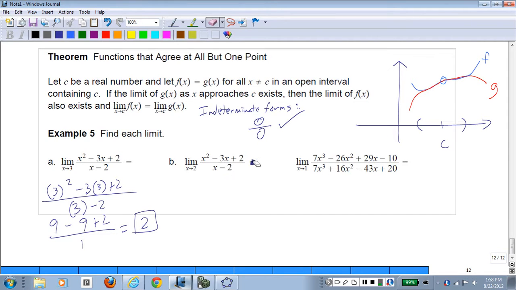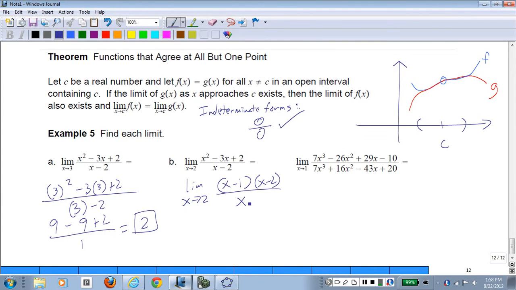So what we want to do is come up with a function that agrees with this function, well, basically everywhere except possibly at x equals 2, where this one's undefined, but this other function won't be undefined at 2. And we factor. This is the limit as x approaches 2 of x minus 1 times x minus 2 over x minus 2. This is equal to the limit as x approaches 2 of, and here's where we're actually using this theorem.